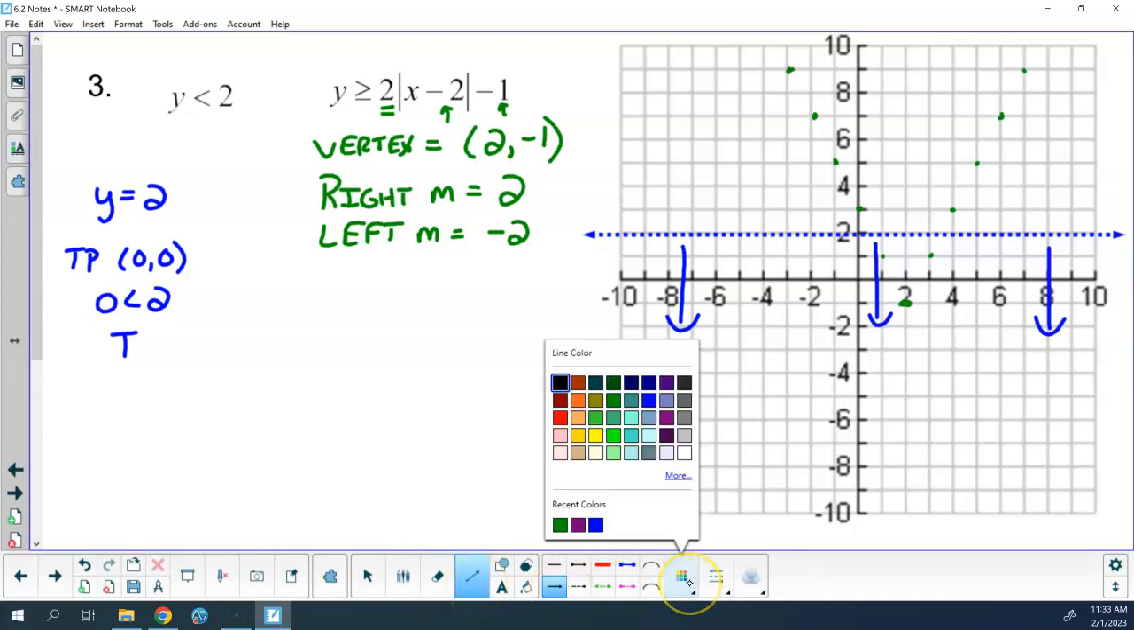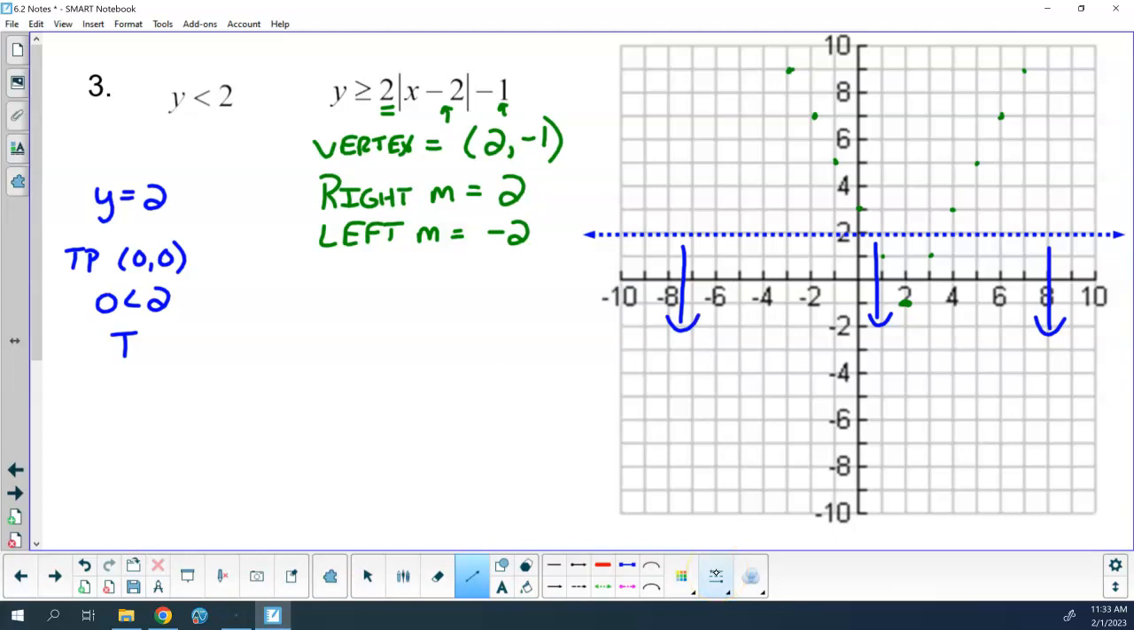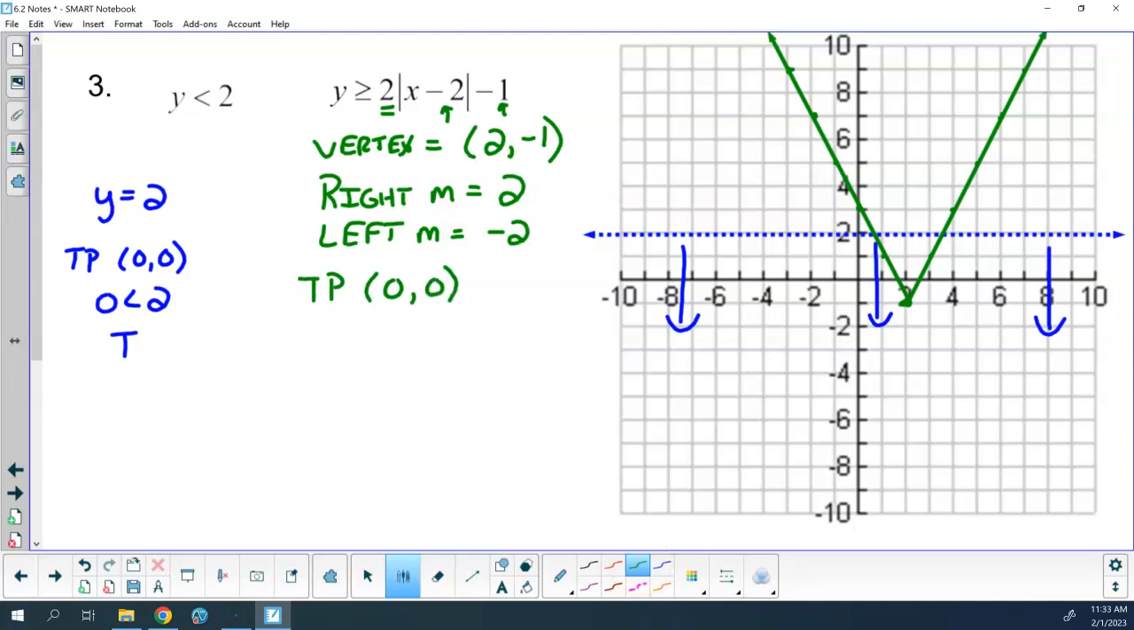Those then are rays. They are going to be solid rays. Could be dashed, but in this particular case, they are solid. I did not go through the origin, so I'm going to use the origin as my test point. 0 in for Y, 0 in for X, and then I've got to do that math.